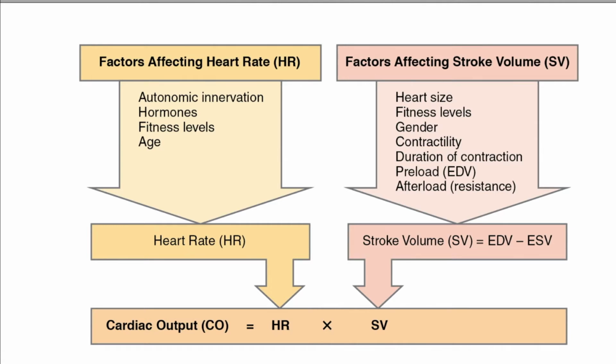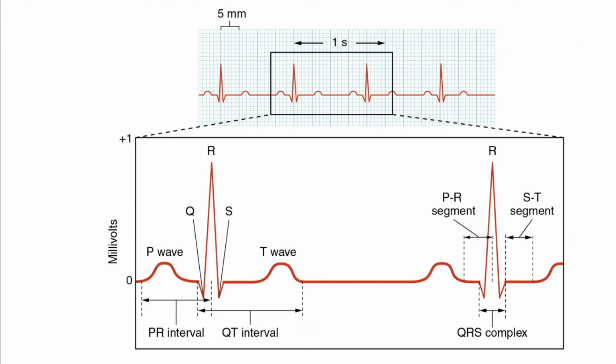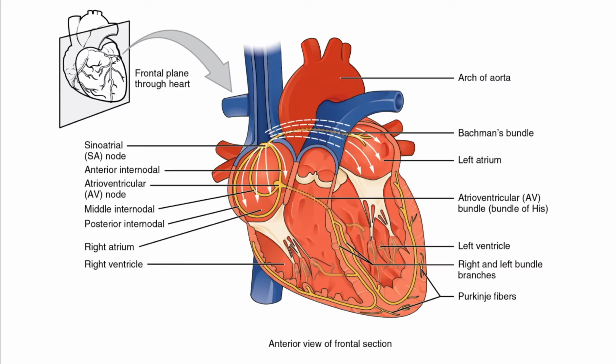Bradycardia is the condition in which resting rate drops below 60 beats per minute, and tachycardia is the condition in which the resting rate is above 100 beats per minute. The correlation between heart rates and cardiac output.